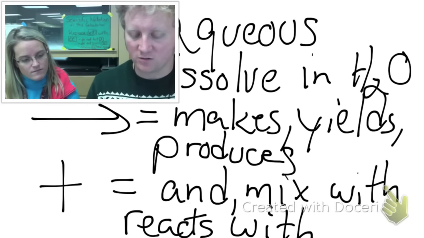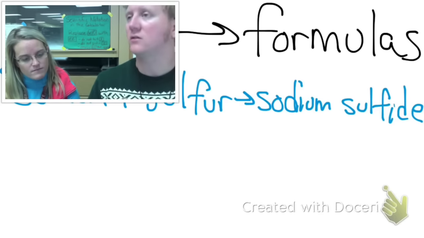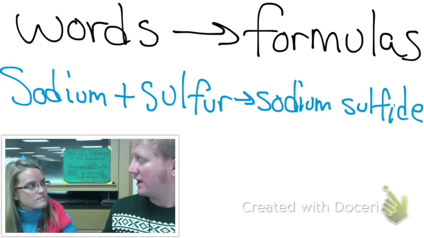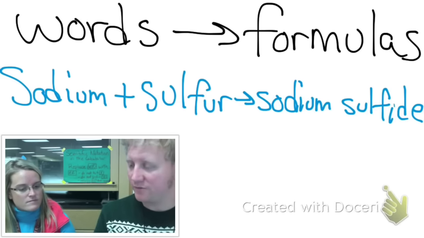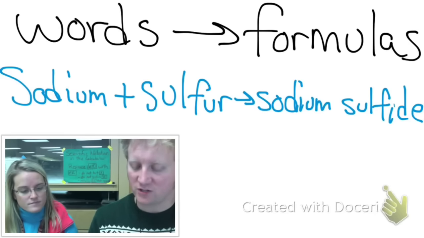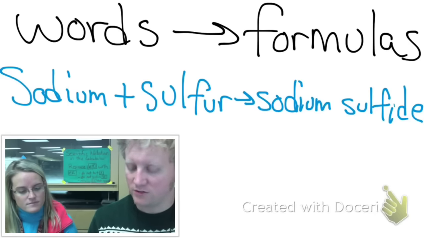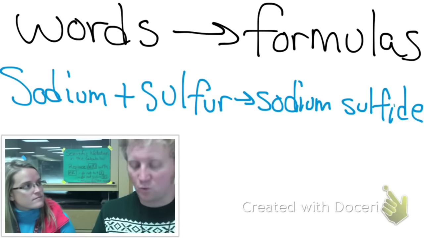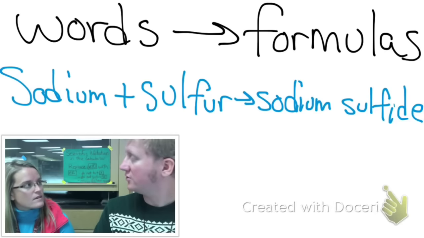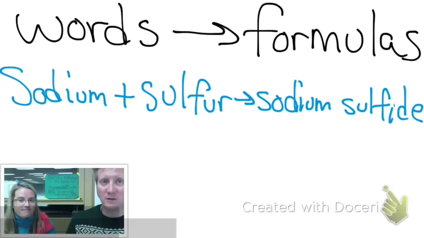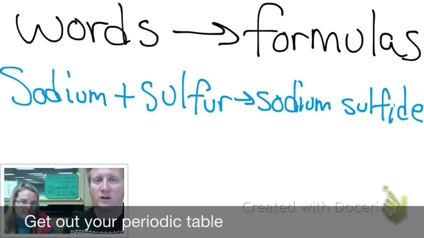So once we get all of that, we can start translating, because basically that's what we're doing. We're taking regular words that you and I use, and we're going to write them in a different form that's a little bit faster. So right now we've got sodium plus sulfur yields sodium sulfide. Instead of the words for the elements, we're going to use the symbols. So I need to get out my periodic table. Now would be a good time. If you don't have your periodic table, go ahead and pull it out. We'll wait.